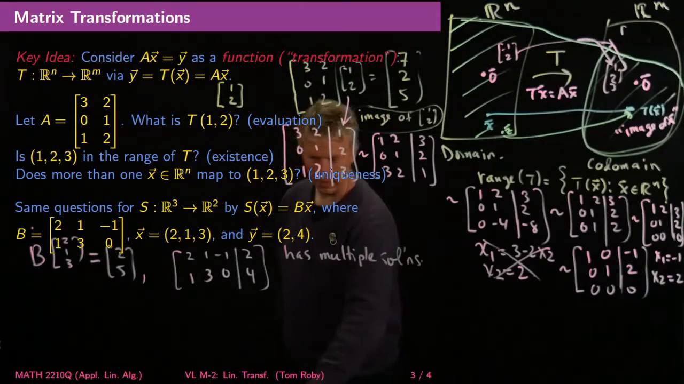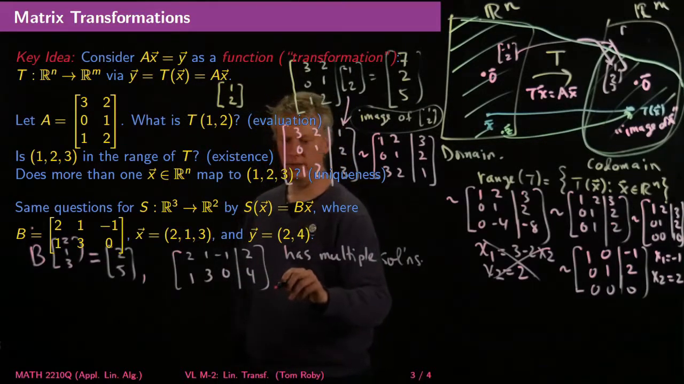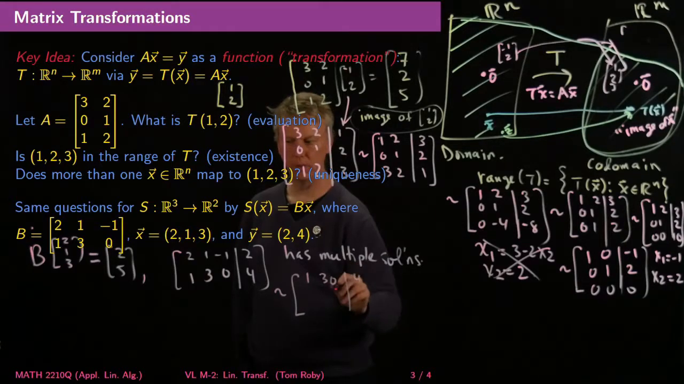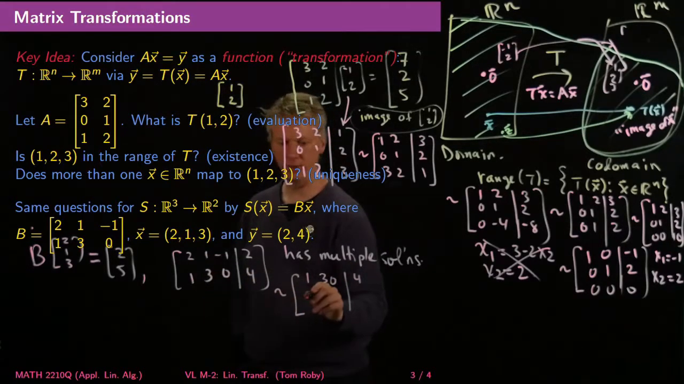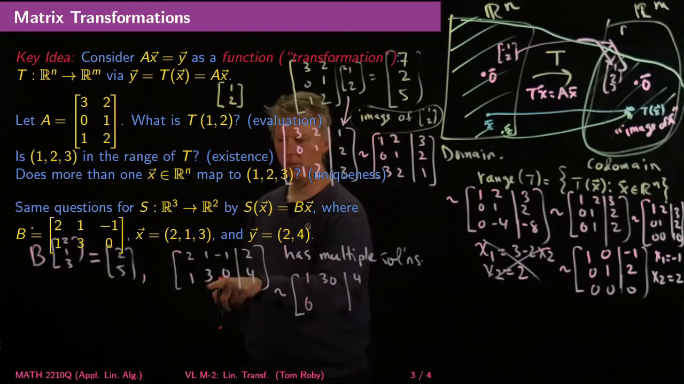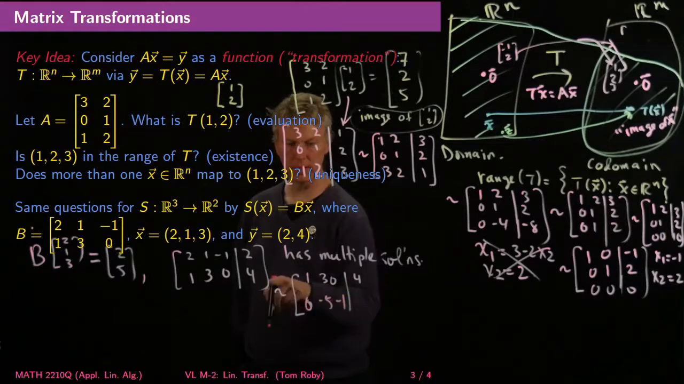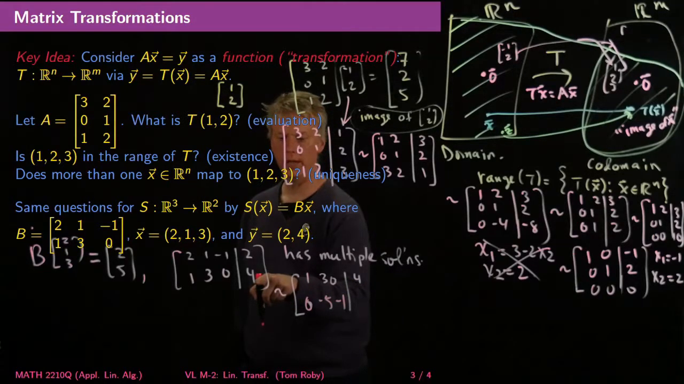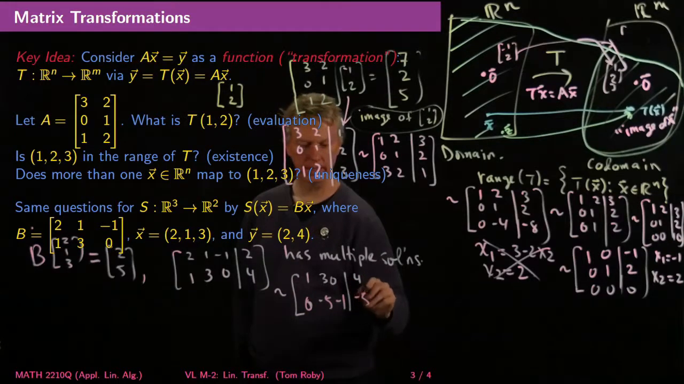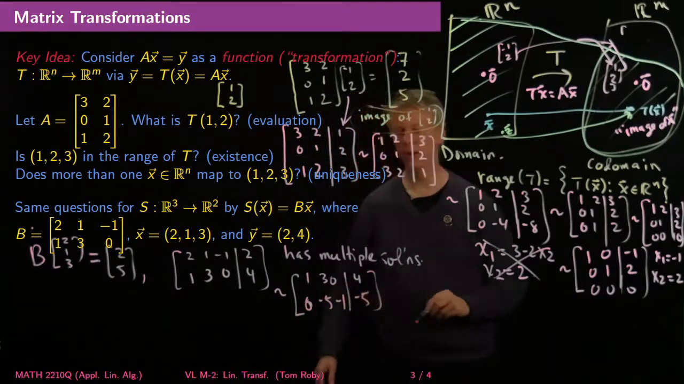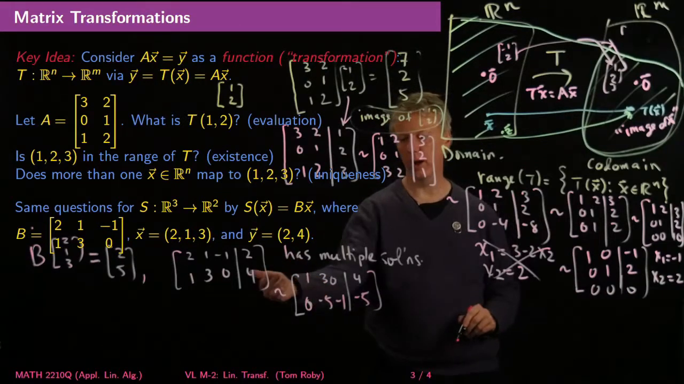I mean, to convince you of that, the one thing I should do is maybe say this is row equivalent to 1, 3, 0, 4. And now if I multiply by negative 2 and add, then I'll get 0. Multiply by negative 2 and add, I'll get negative 5, multiply by negative 2 and add, this is still minus 1, multiply by negative 2 and add, then I get negative 5, right? But now it's clear that there's a pivot in every row, okay?